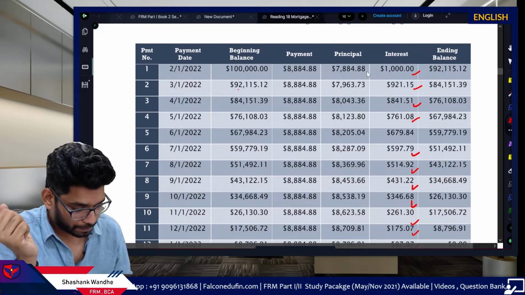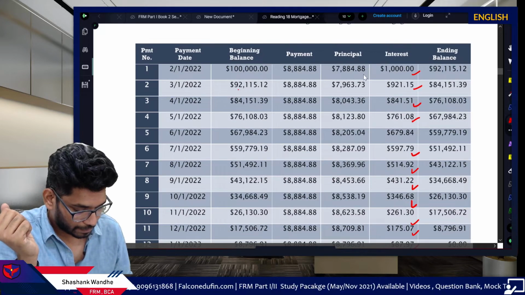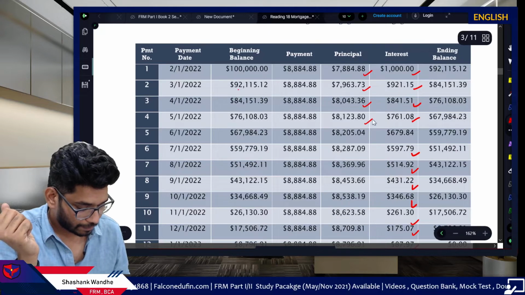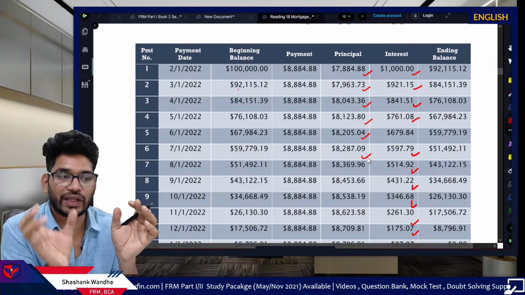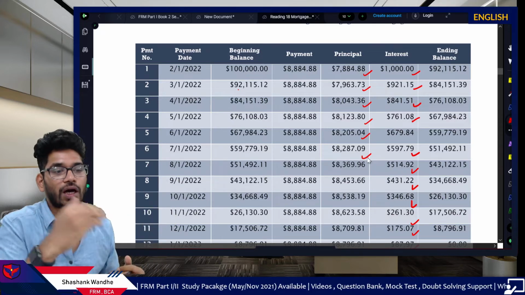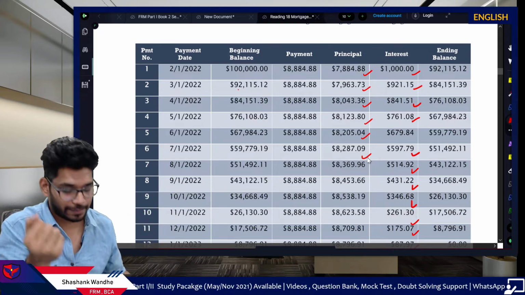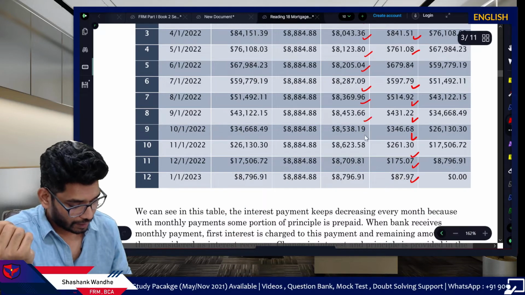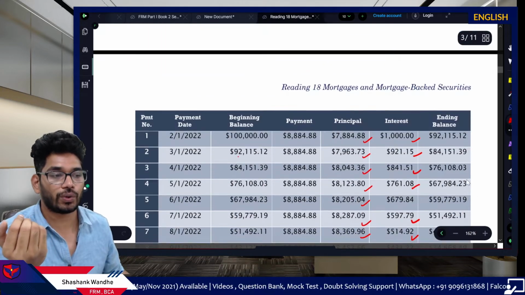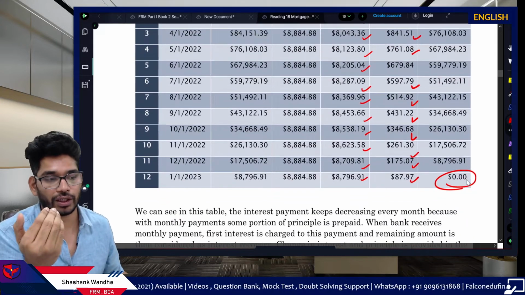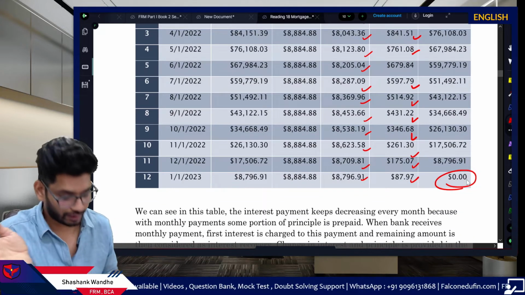And principal payment will keep on increasing. Why? Because at the end, principal payment is the difference between the EMI and the interest. If the interest is going down, automatically your principal payment will increase. And you can see automatically the ending balance is 0 here. Okay, so the last EMI will settle everything.